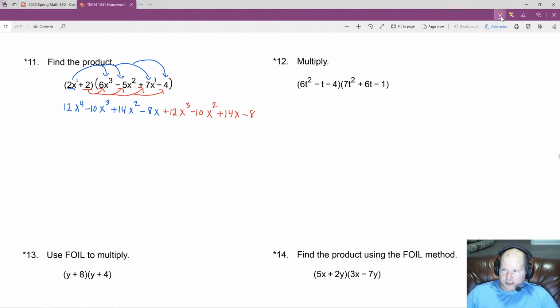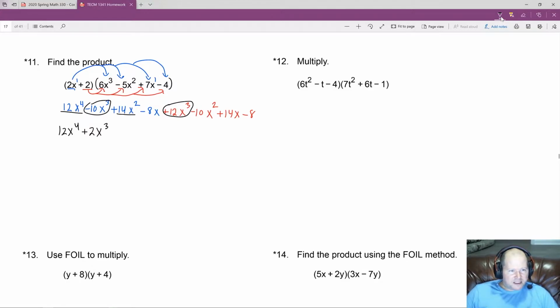Next step is we combine like terms. So it looks like we have a fourth term, which is the leading one. So we keep the 12x to the fourth. Then we have a negative 10x cubed. And over here we have a positive 12x cubed. And negative 10x cubed plus positive 12x cubed gives me a positive 2x cubed.